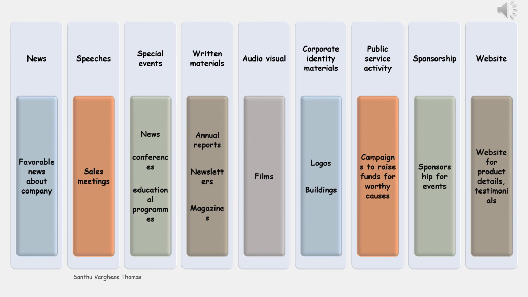The next one is corporate identity materials such as logos, buildings, etc. Logos are the brand image of the company. We know the car company has logos which have definite meanings. The next material is building materials or buildings. Some of the buildings are named after some company. So that's a corporate identity material.